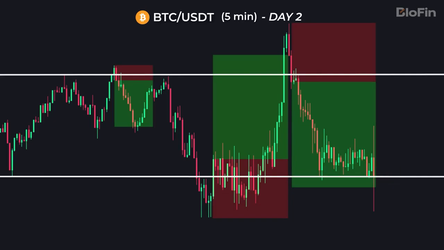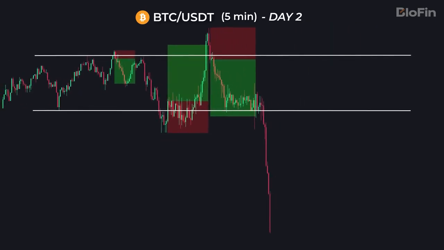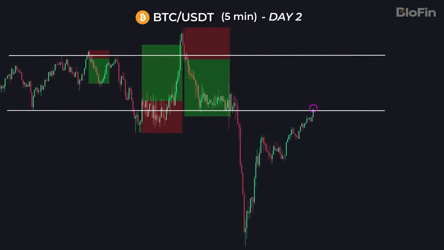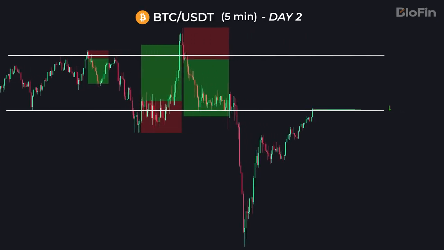Later in the same day, price made a huge dip, but then re-entered inside the range. So this actually gives us a long entry setup. But here's the thing with this setup. The breakout was quite huge, which means if we were to place a stop loss at the low, it would be a very large stop loss.